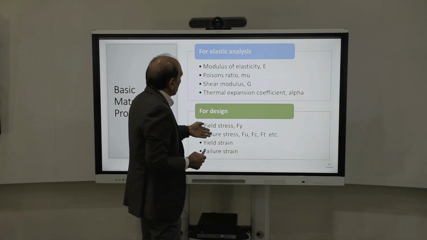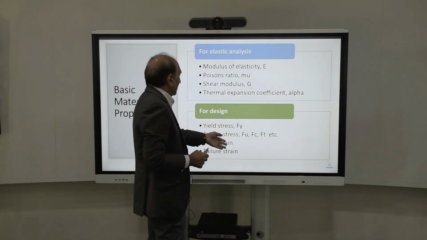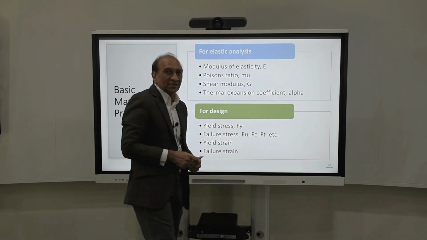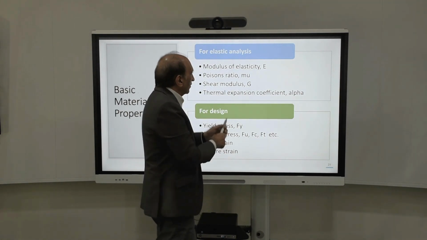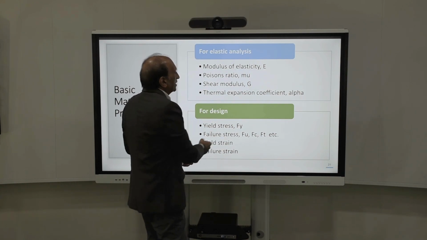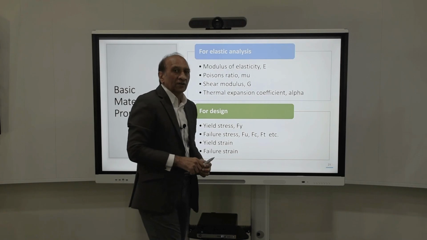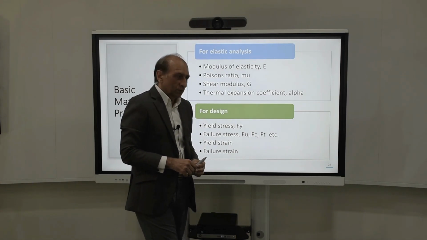And for design, we also have other properties like yield stress, yield strain, failure strain. We did not use them in the analysis yet. So that means some of the material properties that we have, we didn't really use yet. And then for some of the properties that we have here, we are not sure what values we should use.